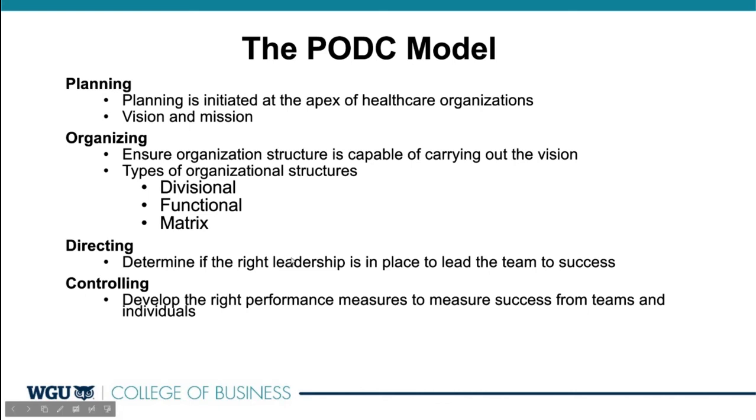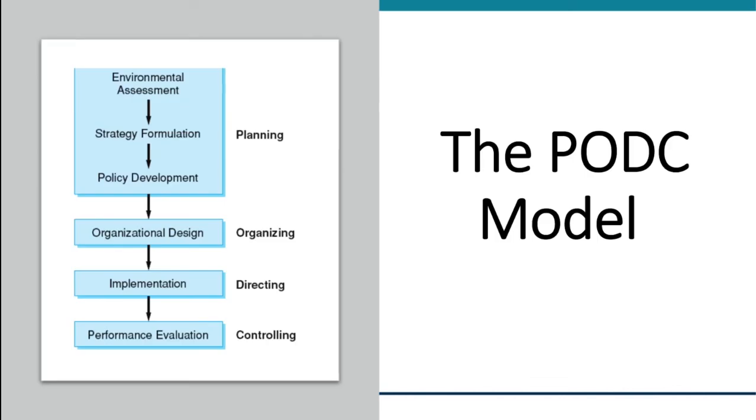Do we have the right leadership in place to lead the team to success? How are we delivering this information? How are we determining that we have the right leadership in place? Okay, and controlling. Develop the right performance measures to measure success from teams and individuals. Evaluation. How are we evaluating to make sure that everything we just determined, everything we just put in place is actually effective, is actually working? How are we making that decision?